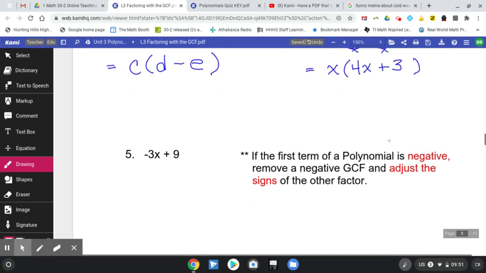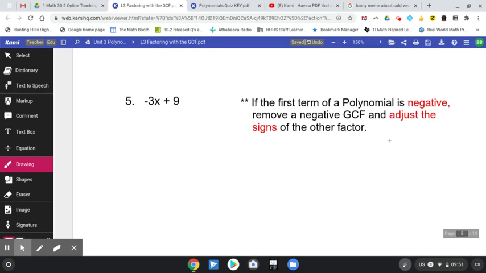Now, this next one gives us the first time when we have to do something just a little bit more strategic. If the first term of the polynomial is negative, remove a negative greatest common factor, and then adjust the signs of the other factor.